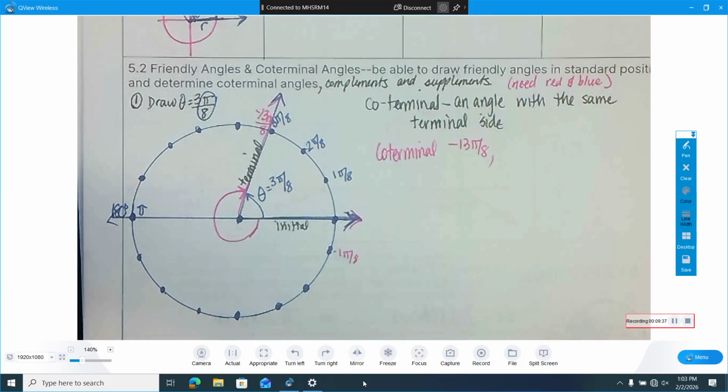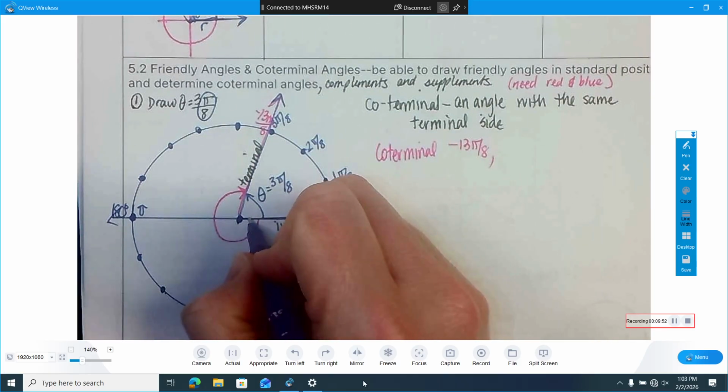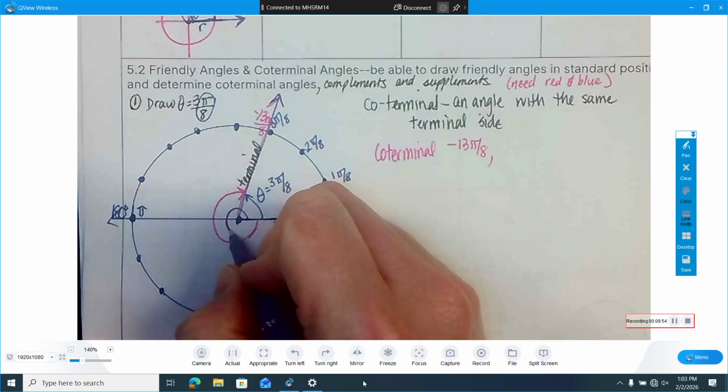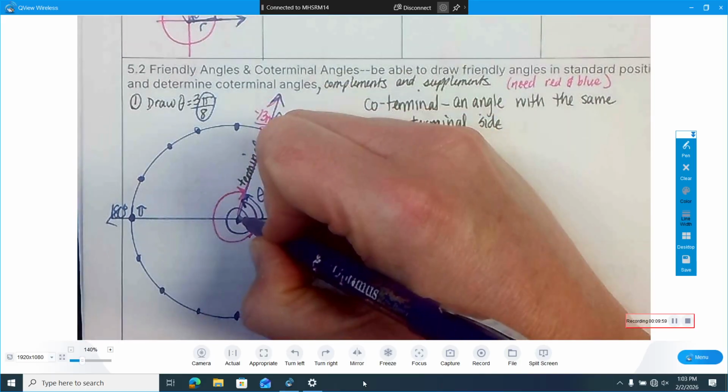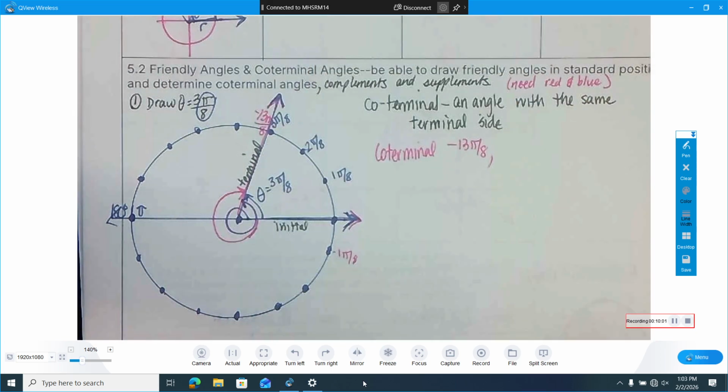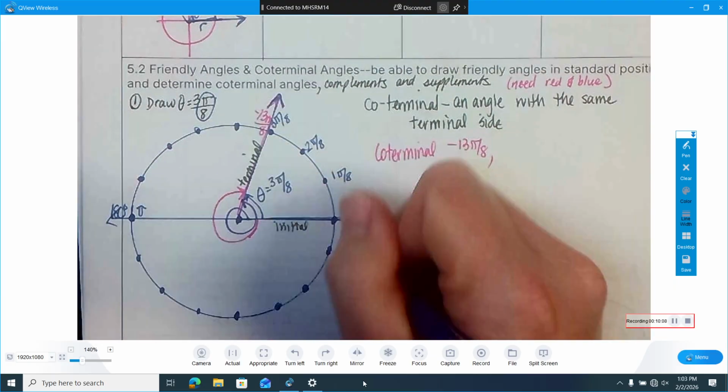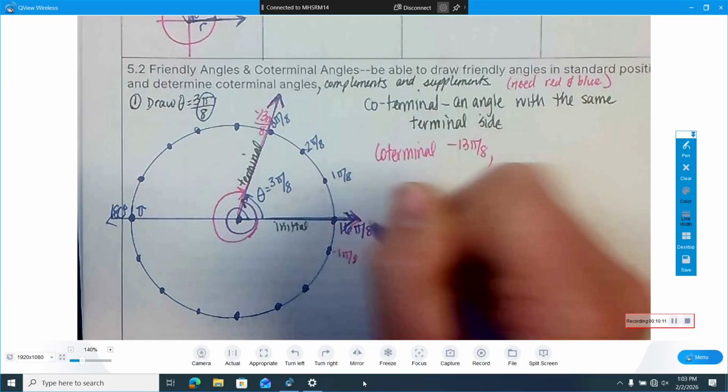Now the rule is you can't get the same angle, right? So we already have the angle of 3 pi over 8. So I need another angle. This one I want to go in the positive direction as well, but this one's just going to be bigger than a full rotation. Okay, so what if I start here at 0, and then I go all the way for one full rotation, and then land right here on my terminal side again. So how many pi's over 8 did we go this time? Yeah, all the way around it was 16 pi's over 8.